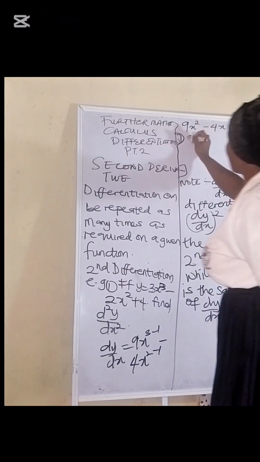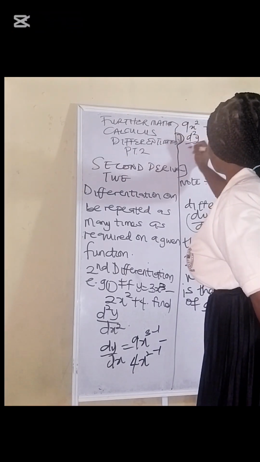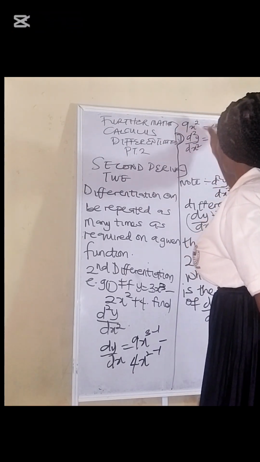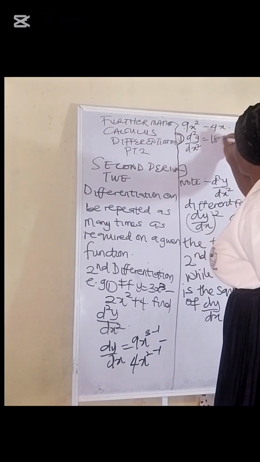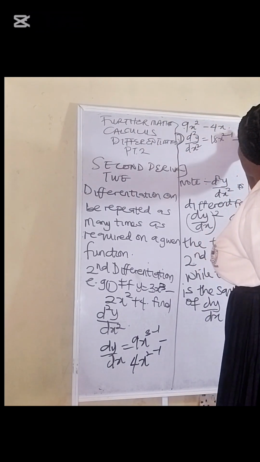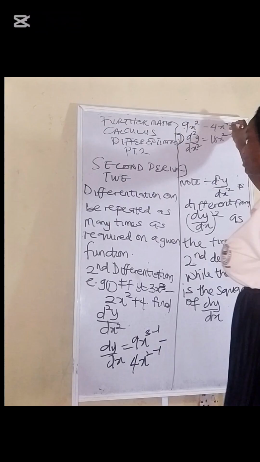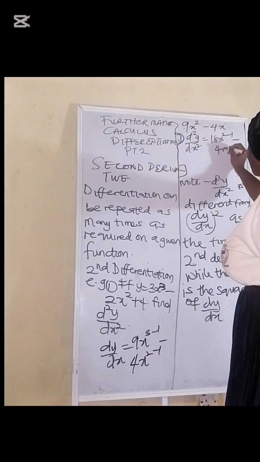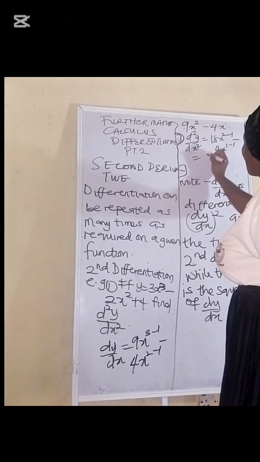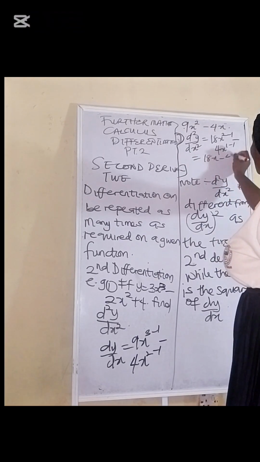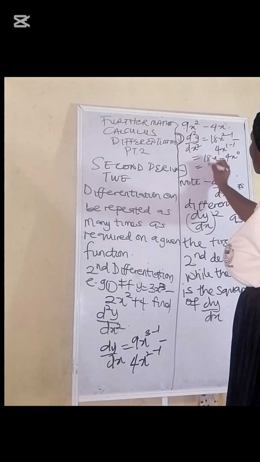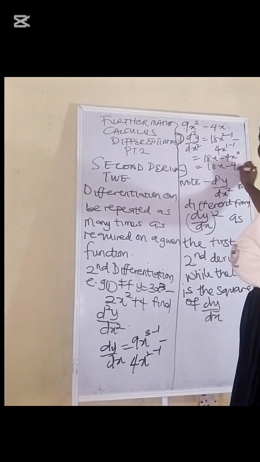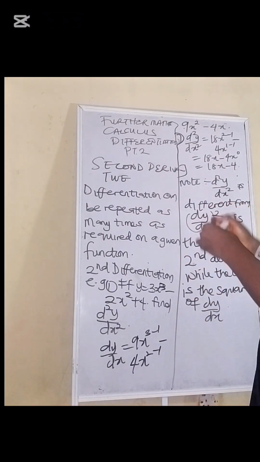You understand? So now let's find d²y/dx². That will be 2 times 9, 18x^(2-1), minus the one here, multiplied by 4, that will be 4x^(1-1). So that will be 18x - 4x^0, which is 18x - 4. You understand? So that is d²y/dx².